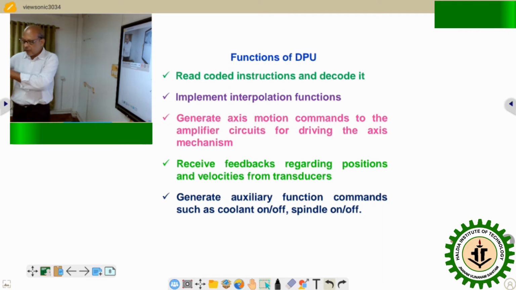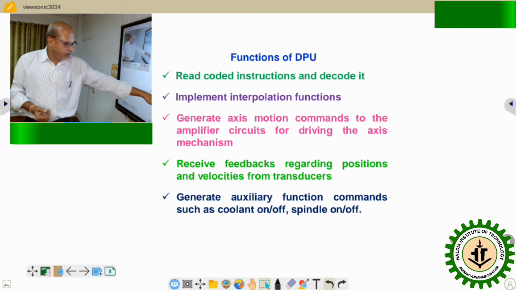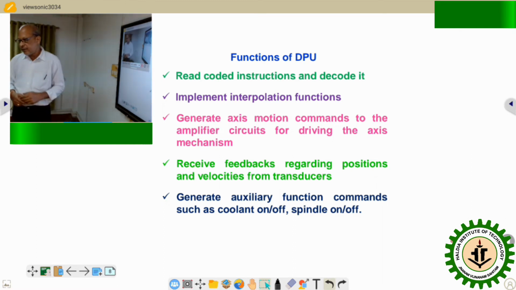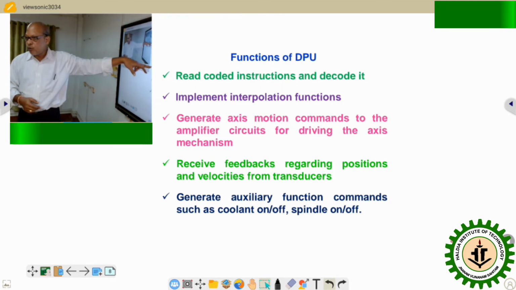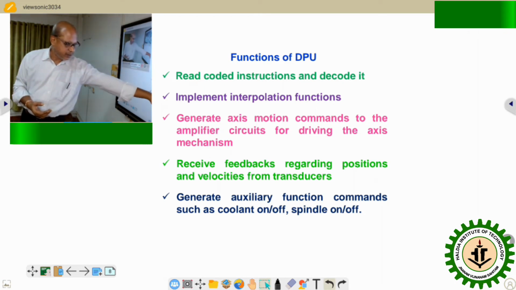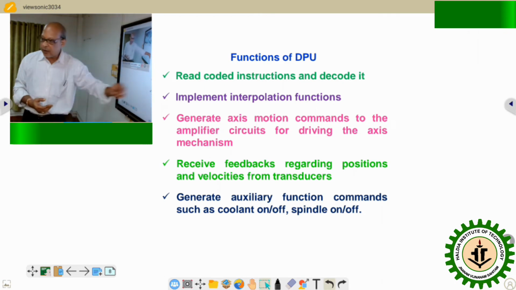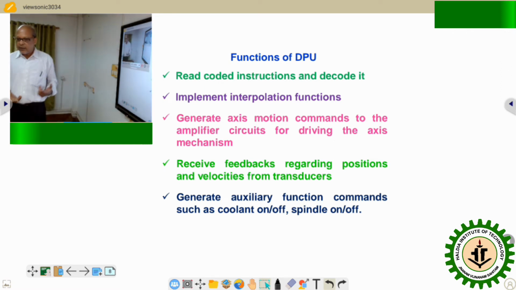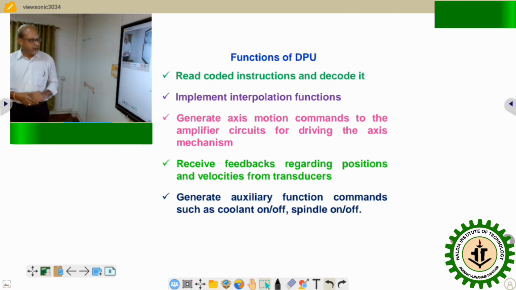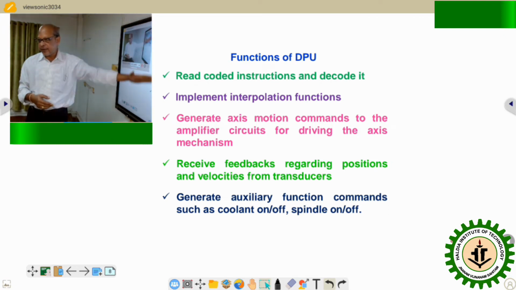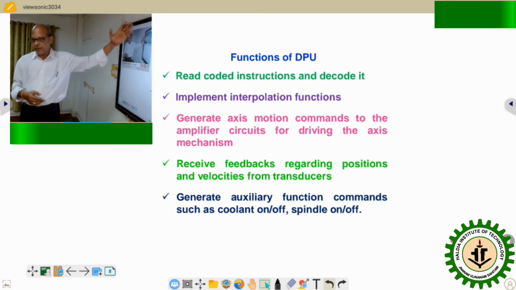Generate auxiliary function commands such as coolant on/off and spindle on/off. So the third one was regarding the tool path, which is the primary, and this is regarding the auxiliary functions: coolant on/off, spindle on/off, and tool change if at all. Those are also taken care of by the data processing unit. Clear? So all intelligent or decision-making functions are taken care of by the data processing unit.